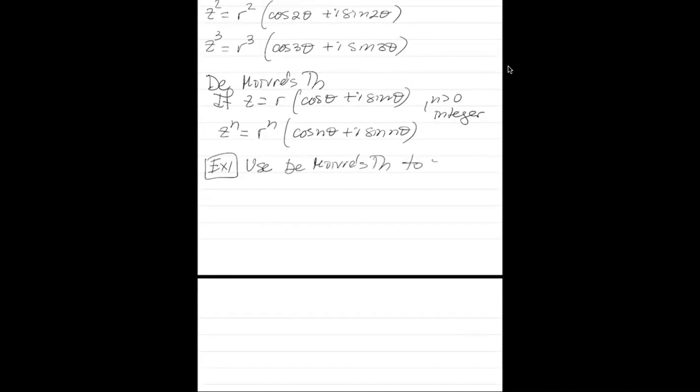So example 1, use De Moivre's theorem to find negative 1 plus root 3 i to the 12th power. Now we see if we have to do this using the standard form, we need to FOIL this 12 times, not practical. Instead, let's write our number z, which is given in standard form, in trig form.